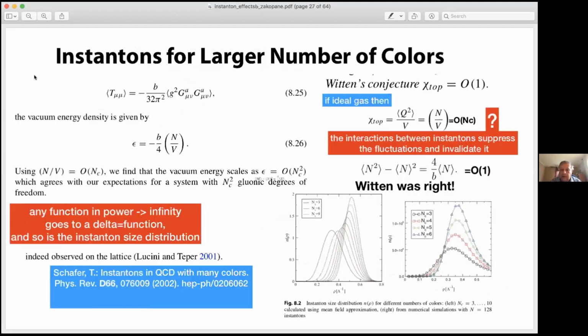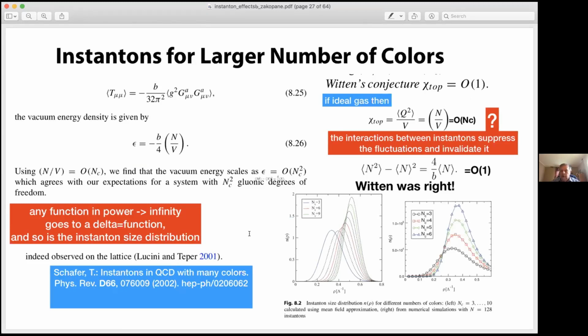The assumption is that it's order one in NC, and that happened to be true at large NC. But then there's F pi squared, which scales as NC, in the denominator. So when NC gets very large, that goes to zero, and the eta prime mass goes to zero. So how did that happen? This is what was worked out by Thomas.